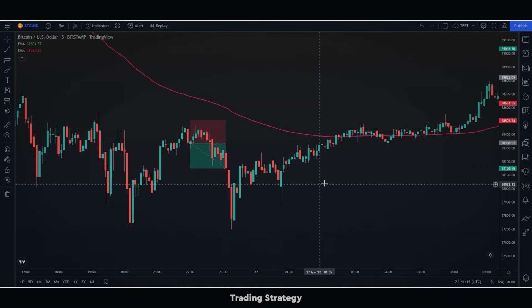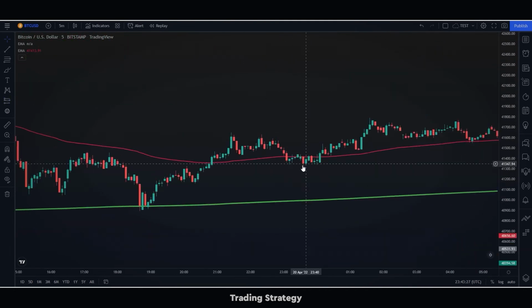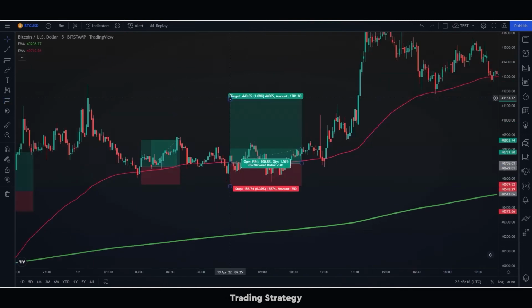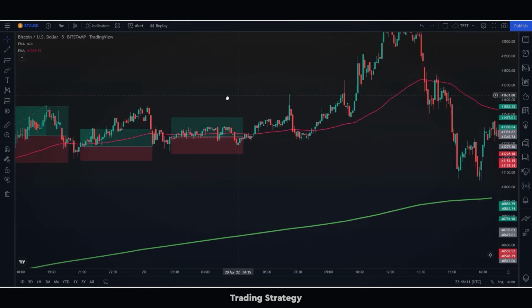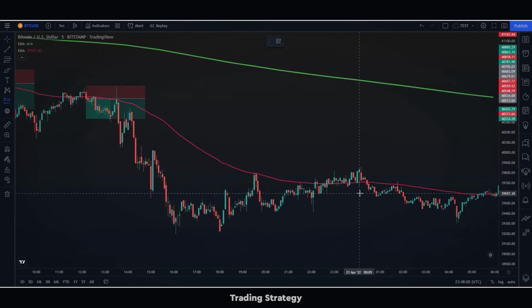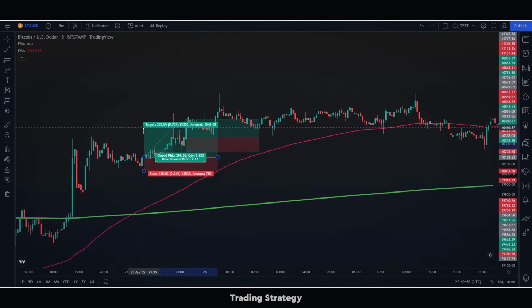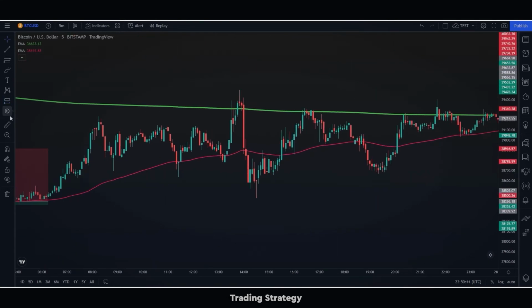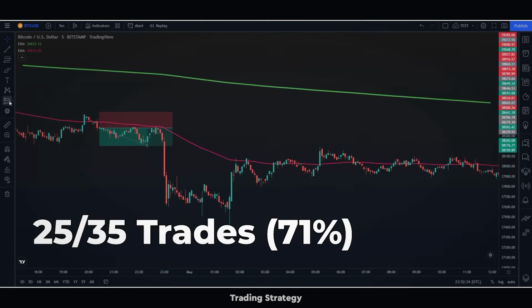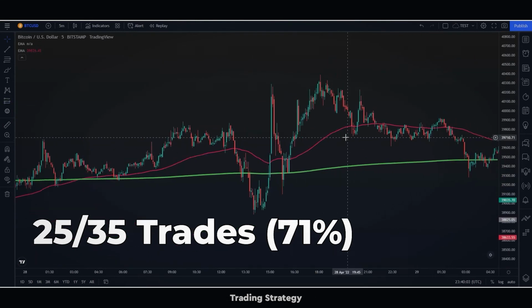Let's do some more operations. Look at all the trades we would have won with this strategy. Simply incredible.